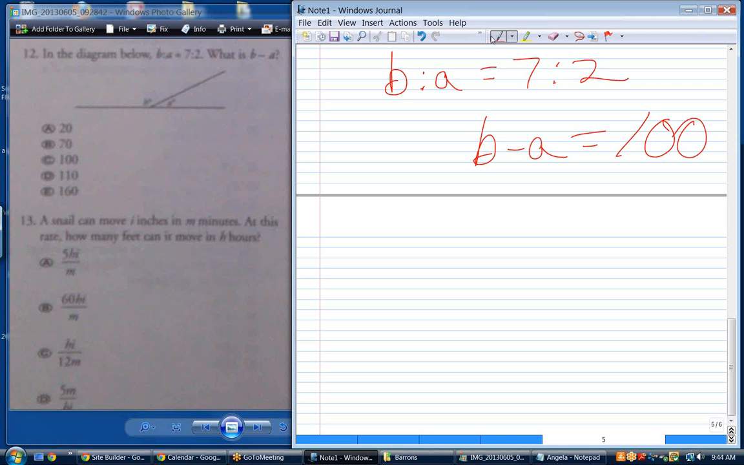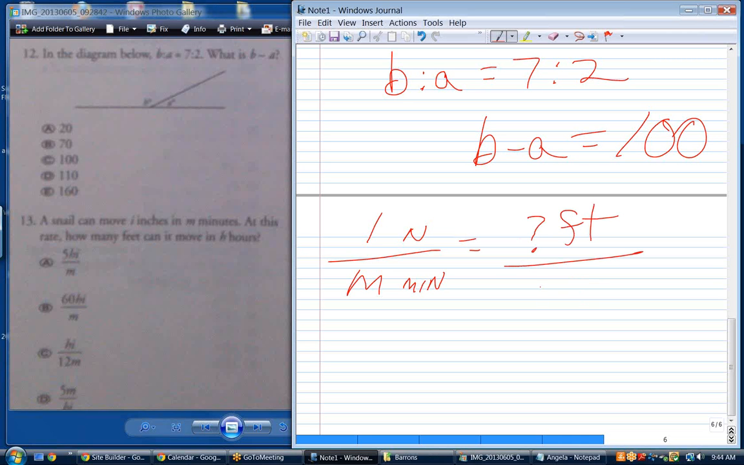So this one looks like it would be I divided by M equals F divided by H. I inches divided by M minutes would equal how many feet, question mark, feet per H hours. Okay, so I would want to pick a number? Maybe 60 minutes? Well, we could work with this.